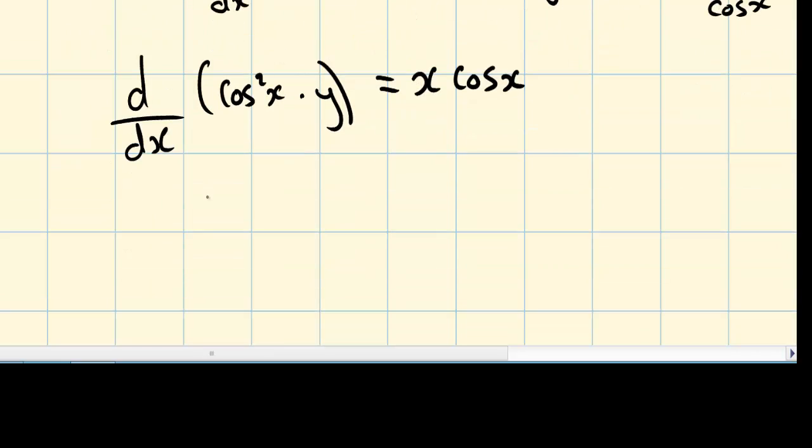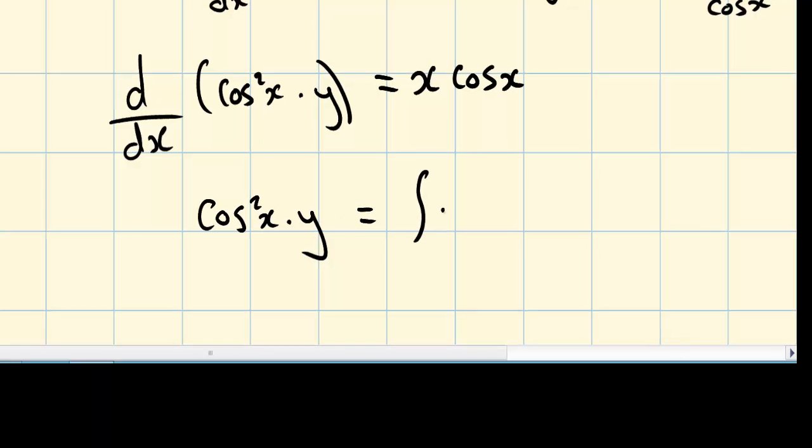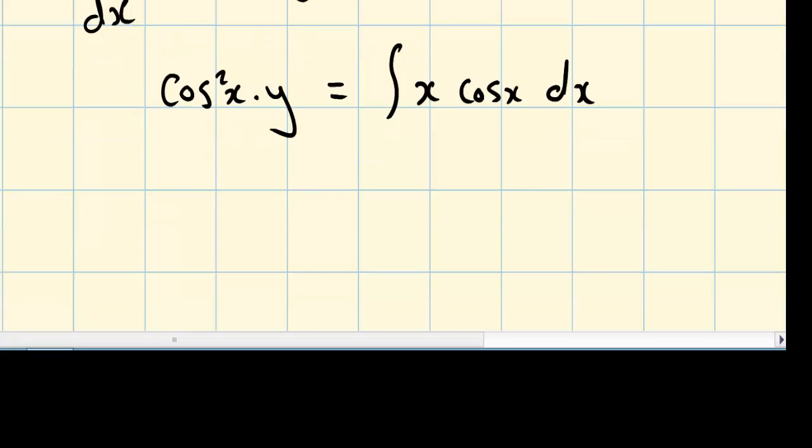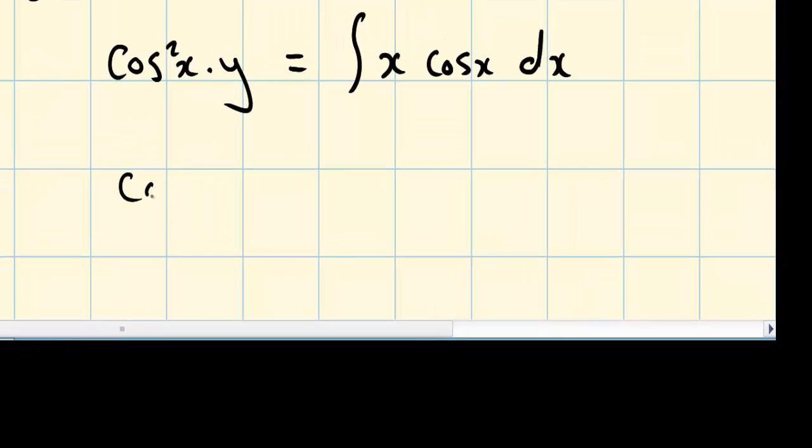We can now integrate both sides with respect to x, so the left hand side will simply give this function, and the right hand side will be the integral of x cos x dx, which we should recognise as a case requiring the use of integration by parts, and so we'll get cos squared x times y is equal to.